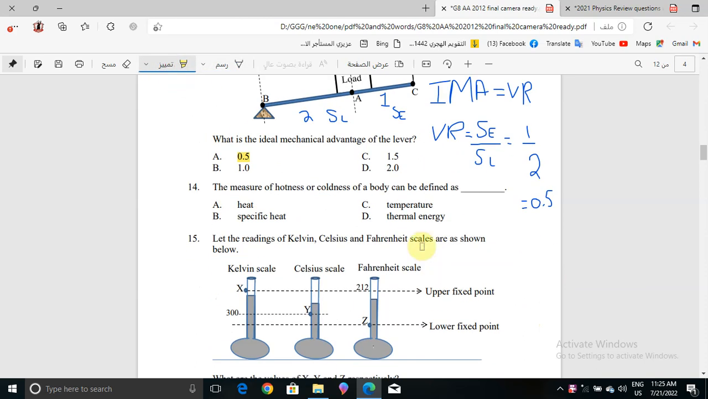Now question number 14, the measure of hotness or coldness of a body can be defined as what? Heat, specific heat, temperature, or thermal energy. The correct answer will be temperature.